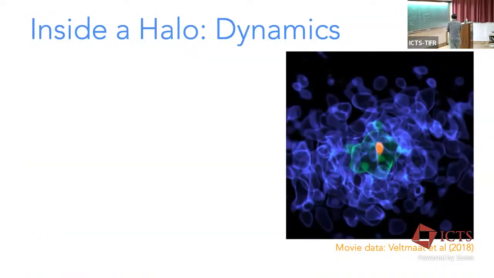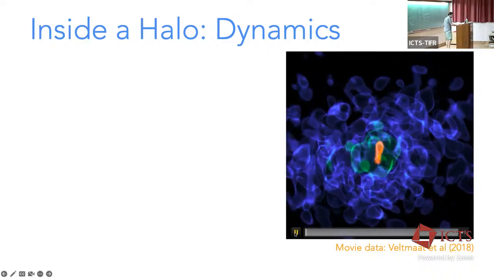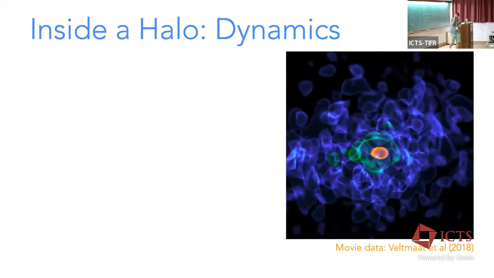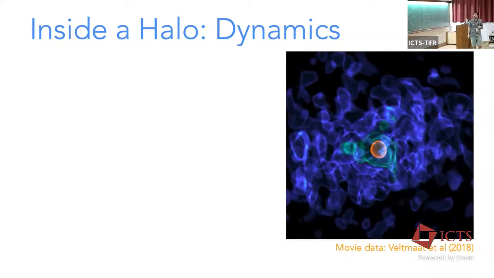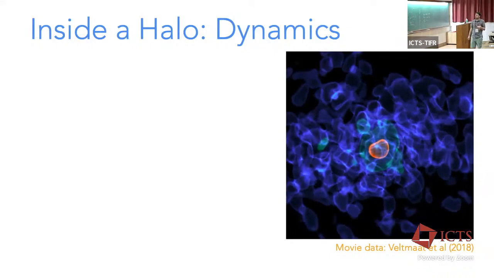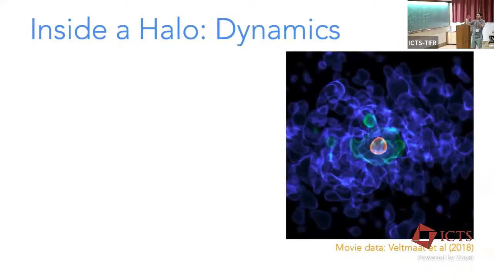Well, first of all, what does it look like inside a halo? This is a movie from a simulation by Jan Veltmaat, inside a halo made of this scalar field. Here's the compact soliton in the middle that we'll talk about in a few slides' time. But this is what it does dynamically. It's not static. The soliton stays pretty coherent and blobs around.